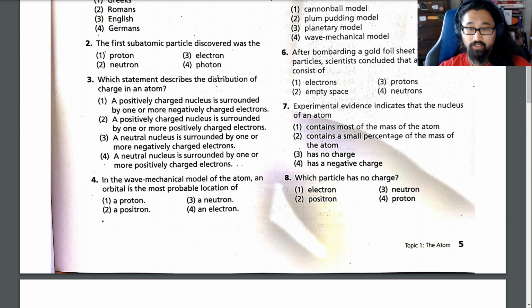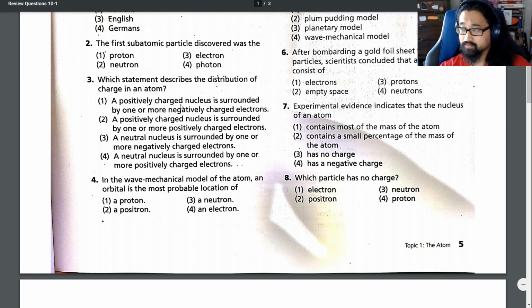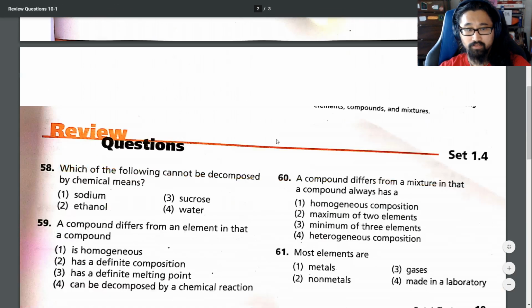All right. Number 8 is the next one I want to look at. What particle has no charge? We just looked at this. The particle that has no charge is the neutron. Neutrons are neutral. All right, so just keep that in mind. Be careful with that. Neutrons are neutral.